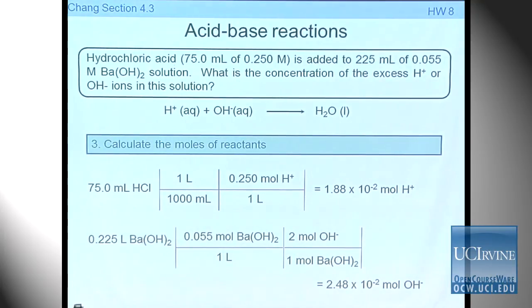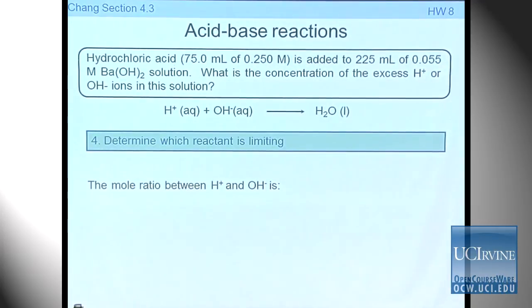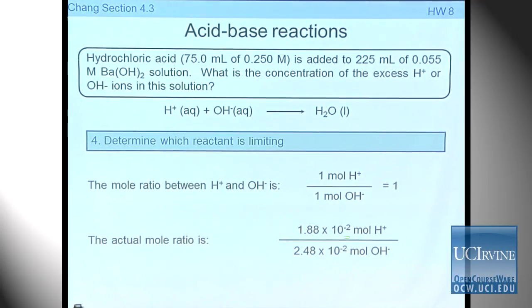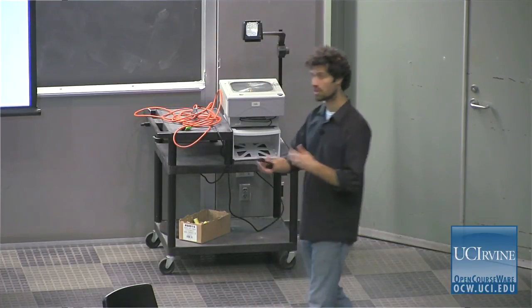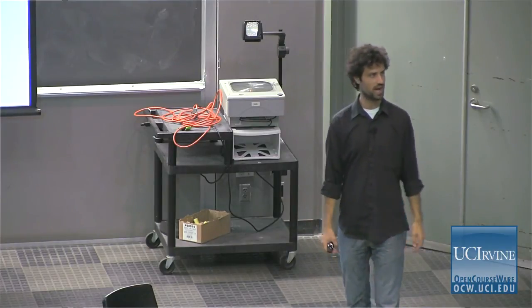But if you do it the official way, you should find the same thing. So let's just double check. The mole ratio, according to the equation here, is 1 to 1, so the ratio is 1. And the ratio that I calculate from the actual amounts of the compounds is 1.8 divided by 2.48. I just calculated these numbers, and that is less than 1, meaning the numerator is the limiting reagent. It's exactly what I thought. Okay? So you can always double check whether your intuition was correct.